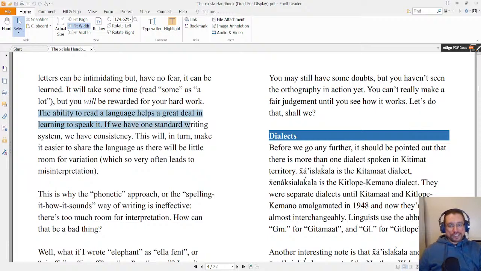So if we have one standard writing system, we have consistency. Pay attention to this word, consistency. I cannot place enough emphasis on how important consistency is. And the hybrid orthography was built with an eye towards consistency. So it's something to keep in mind. This will, in turn, make it easier to share the language as there will be little room for variation, which so often leads to misinterpretation.